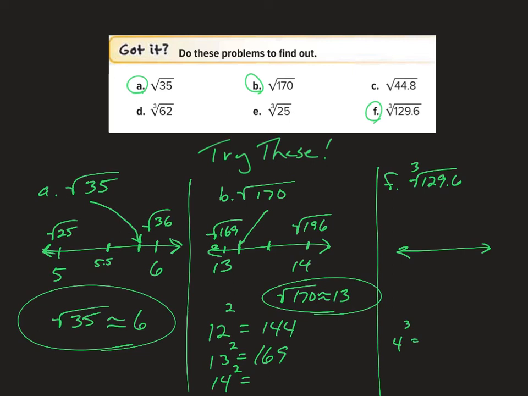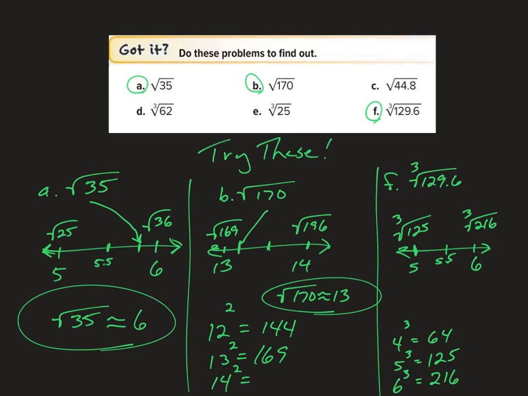4 cubed I know is 64, it's too small. 5 cubed is 125, that's pretty close. So that's probably my lower value. And then 6 cubed is 216. So I found the two values that the cube root of 129.6 will be between. On the low end, it will be the cube root of 125, which is 5. And on the high end, it'll be the cube root of 216, which is 6.